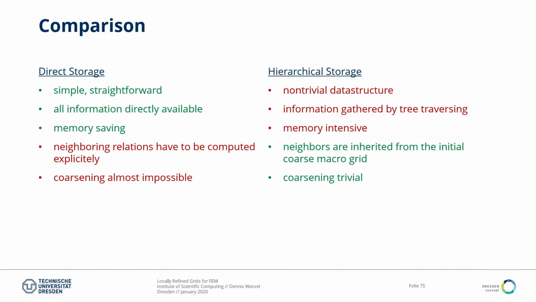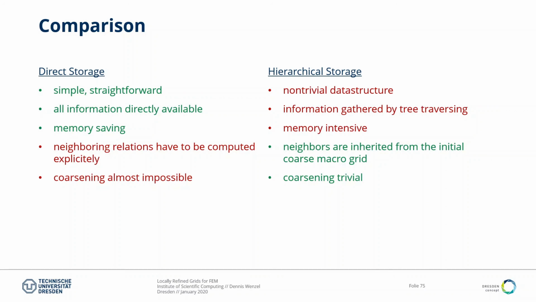To compare this, I have listed the advantages and disadvantages here again. So while the direct storage is very simple, the hierarchical is not so trivial. While you have everything available directly in the direct storage, you need to gather the information by tree traversing, because you need to find out what is actually a leaf in my tree, and that is a current cell. And while direct storage only takes that much memory that you actually need, it's much more in hierarchical systems. So if memory is an issue, then you shouldn't go for this one.